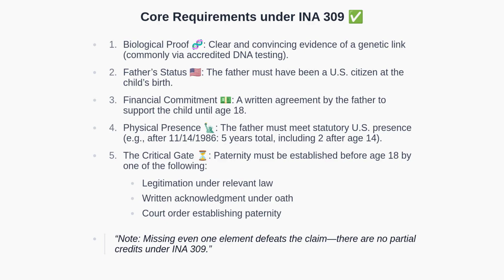Fourth, the father must satisfy physical presence requirements in the United States prior to the child's birth. For many cases where the child was born on or after November 14, 1986, the rule is 5 years total physical presence, including 2 years after the father turned 14. Finally, and most critically, before the child turns 18, paternity must be established either by legitimation under the relevant law of domicile or residence, by a written acknowledgment under oath, or by an order from a competent court. Importantly, the law is unforgiving.